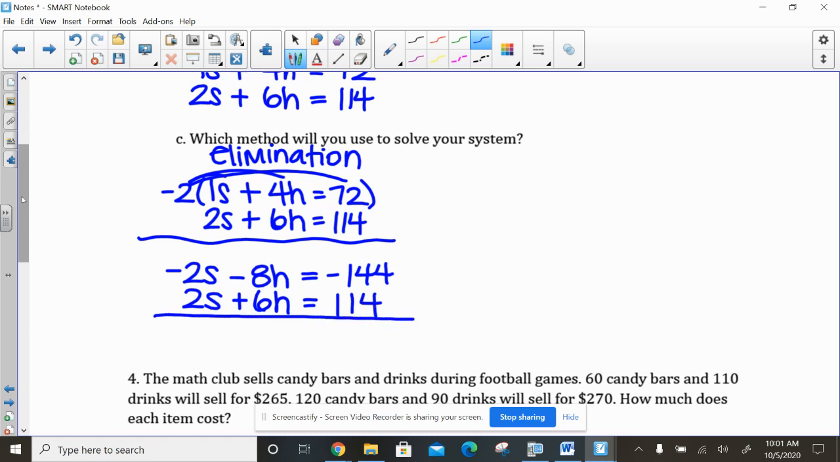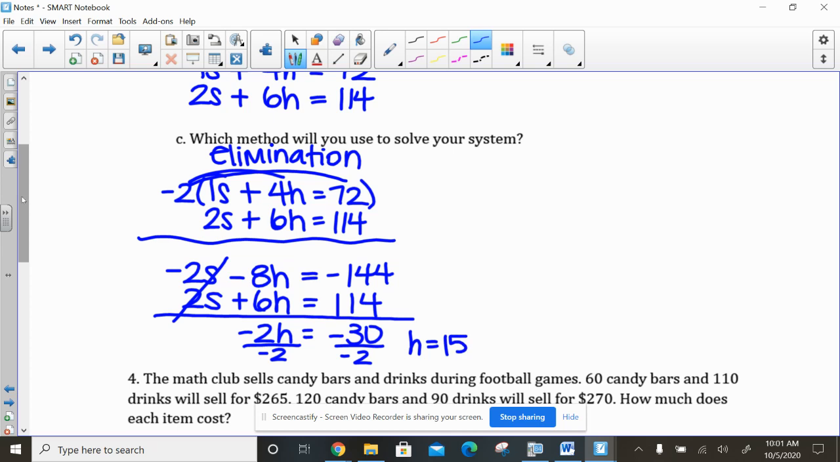Now my S's will cancel. Negative 8H plus 6H is negative 2H. Negative 144 plus 114 is negative 30. I'm going to divide by negative 2. And negative 30 divided by negative 2 will give me 15. So my hammer is $15.